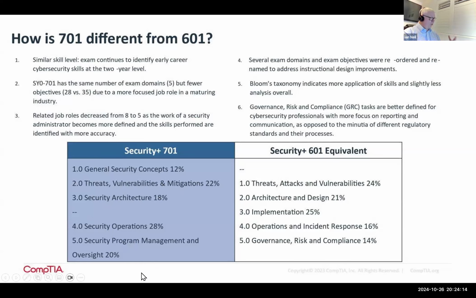Then they've got what they changed. They started off with a thing called security operations. And the thing about security operations, it's 28% of your exam. The reason why it's 28% is it's 9 different modules. And then you've got a new one in there, which is Objective 5, Security Programs Management and Oversight, and that's worth 20%.